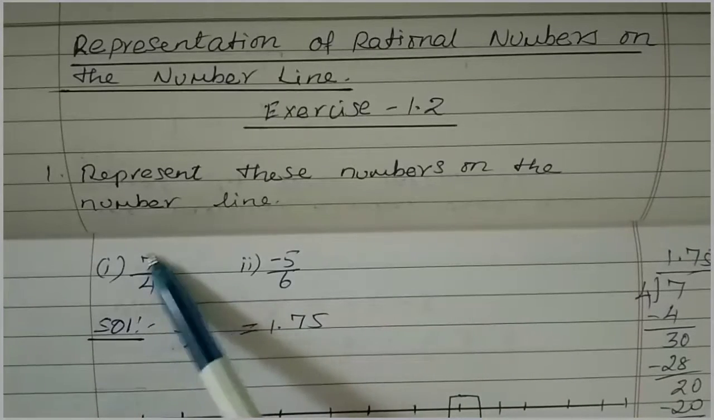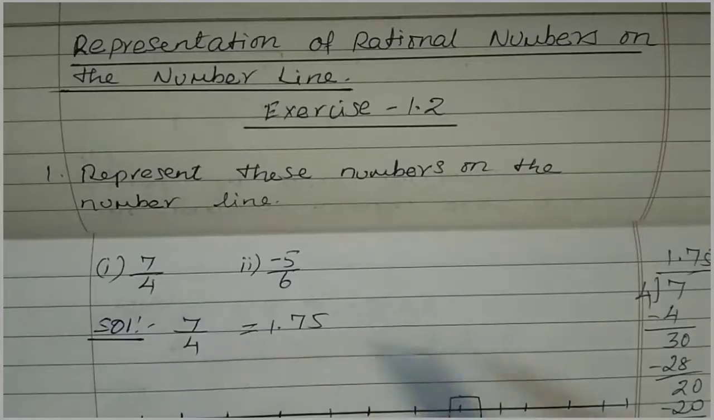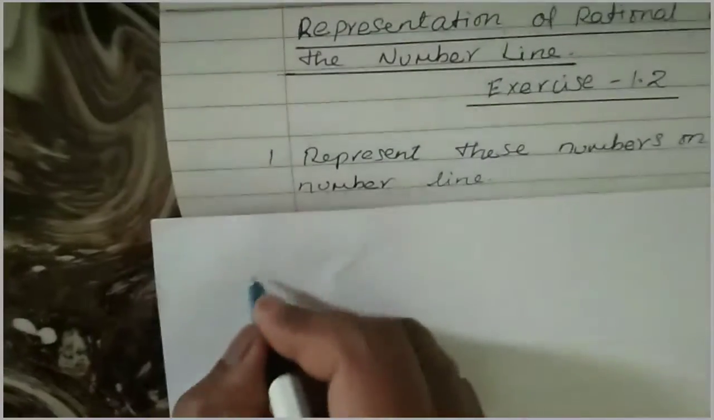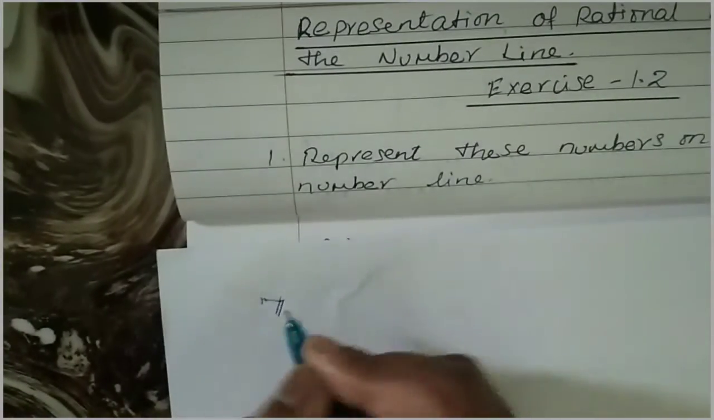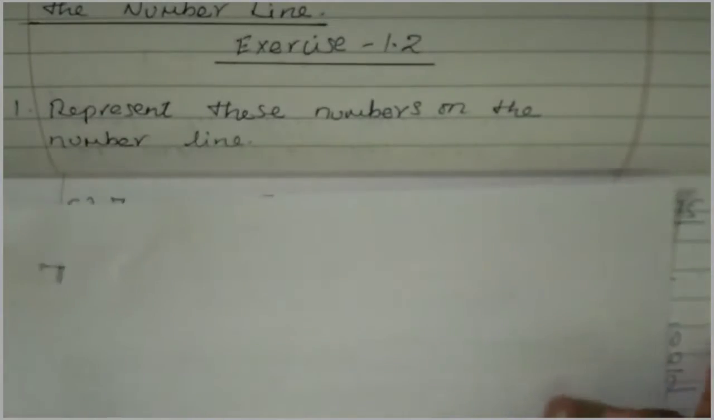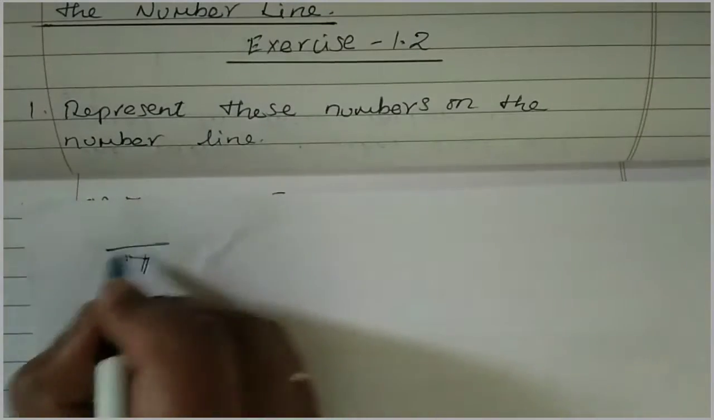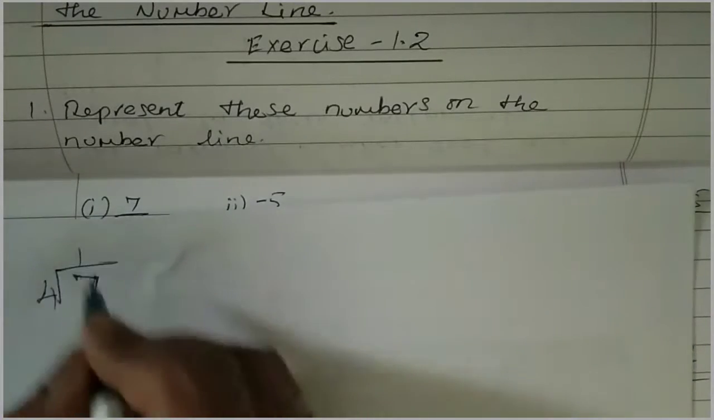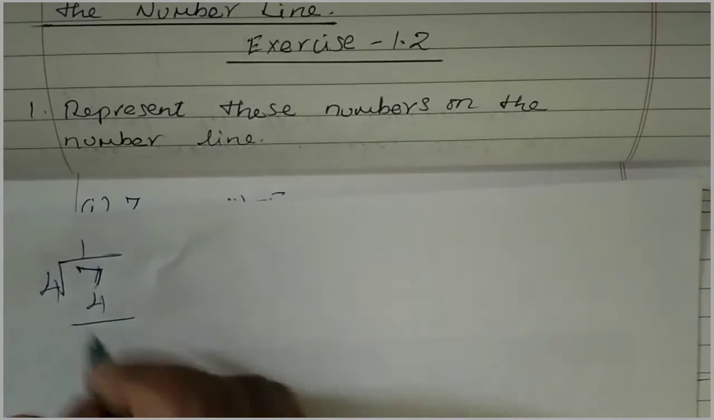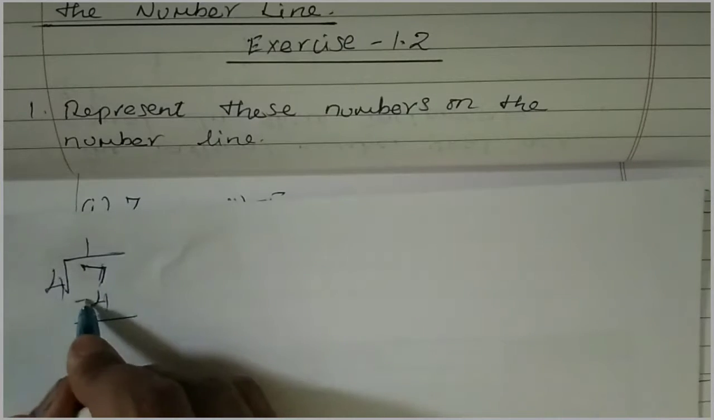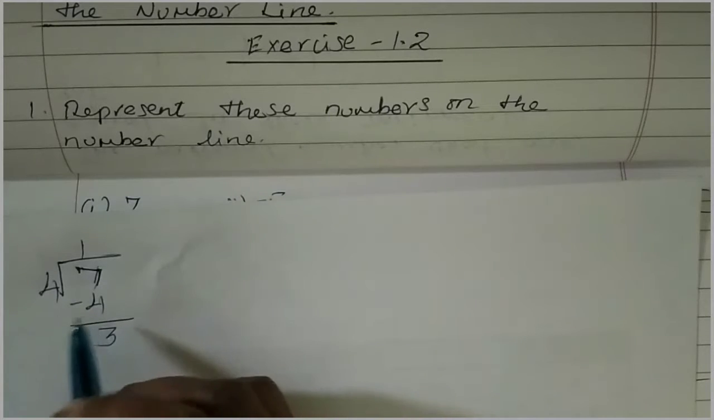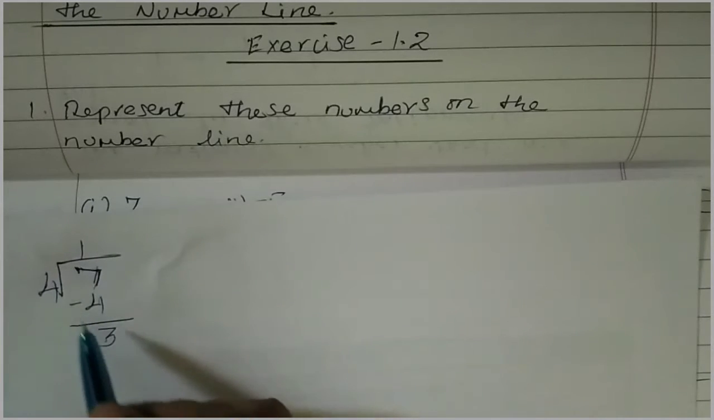See, 7 by 4 is there, no? First we have to divide this value, 7 divided by 4. So 7 by 4 means we can divide that value like this, 7 divided by 4. Here, 1 4 is 4 we can take, and then we subtract these two values. So 7 minus 4 equals 3. This value is lesser.